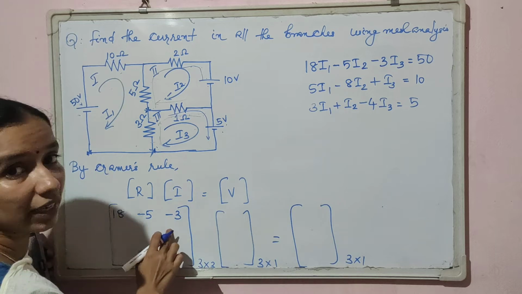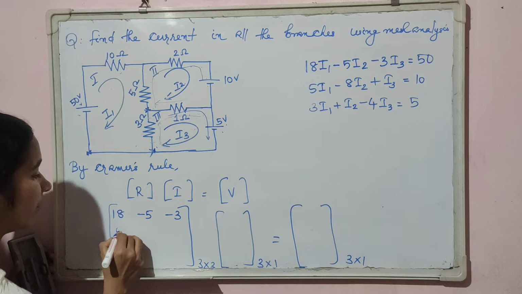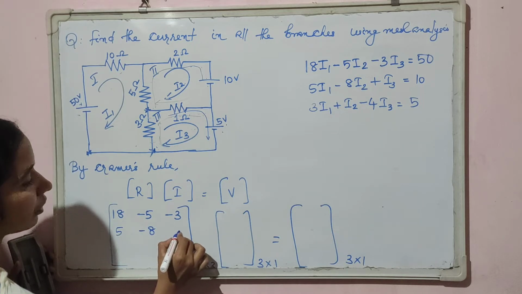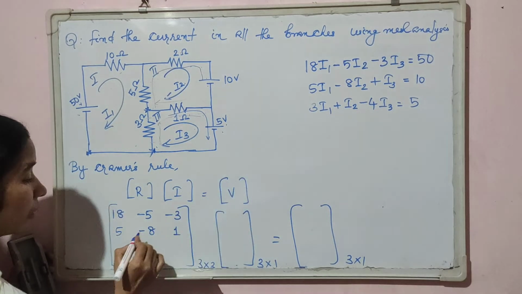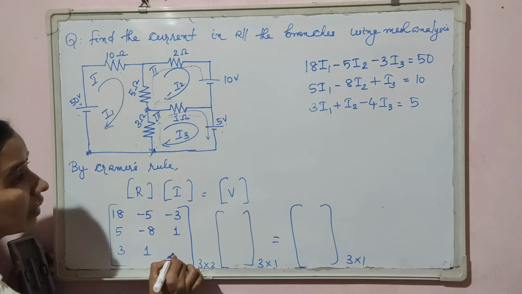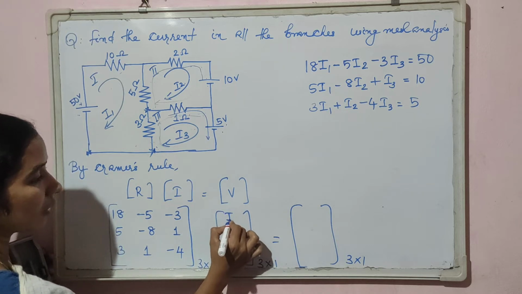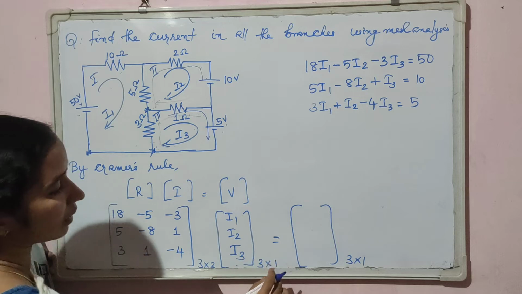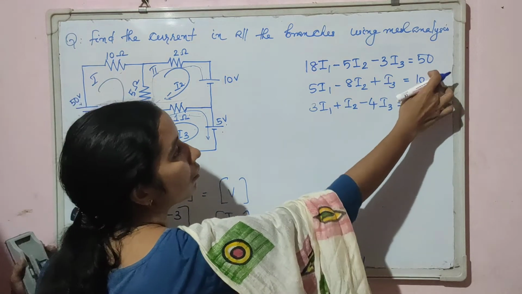And write the second row from the second equation. In the second equation, the coefficient of I1 is 5. The coefficient of I2 is minus 8. And the coefficient of I3 is 1. And write the third row from the third equation. The coefficient of I1 is 3. The coefficient of I2 is 1 and the coefficient of I3 is minus 4. Now here are the unknown currents I1, I2 and I3. And on the right hand side, the constant voltage terms are 50, 10 and 5.